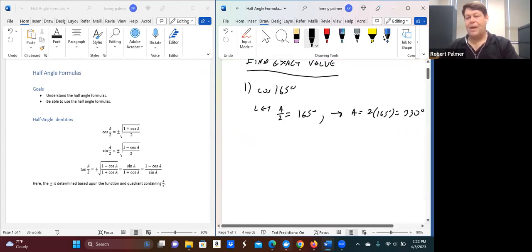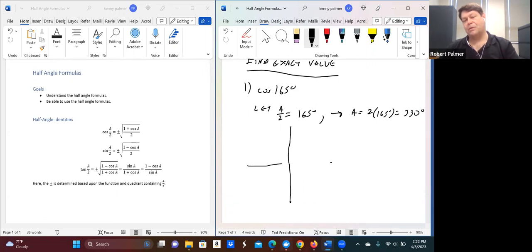Okay, now that value is commonly involved with reference angles and unit circles. So if we do 330 degrees, let's actually graph both of these. Here's 0 degrees, 90, 180, and 270. Our original angle is 165 degrees. That's in quadrant number 2. And then this angle, 330 degrees, is here somewhere in quadrant number 4.